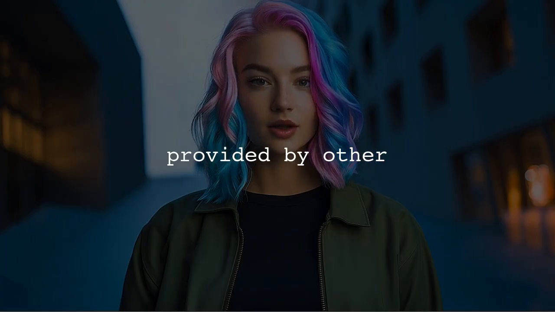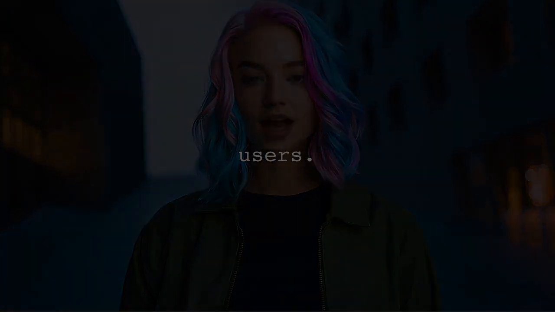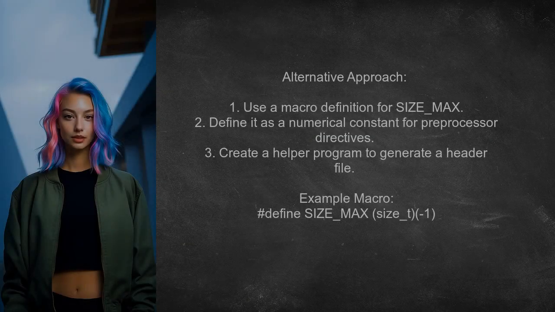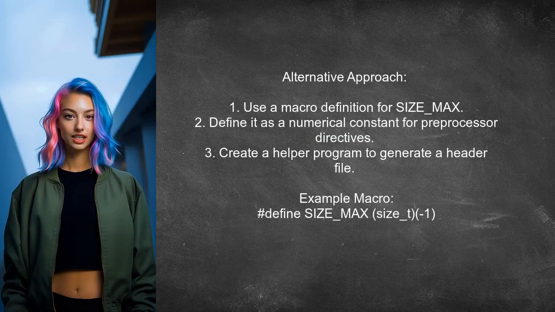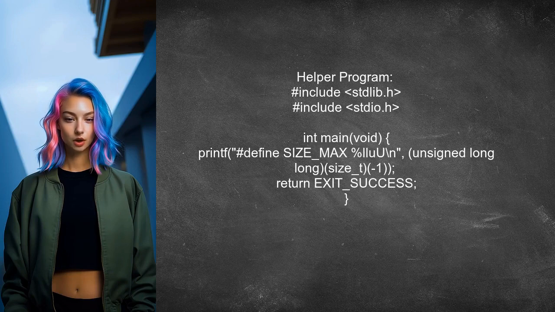Now, let's look at the answers provided by other users. An alternative approach to getting SIZE_MAX in C89 is to use a macro definition. This method allows you to define SIZE_MAX as a numerical constant, which can be useful in preprocessor directives.